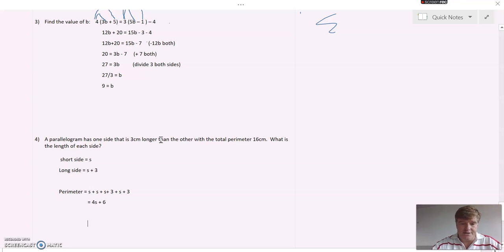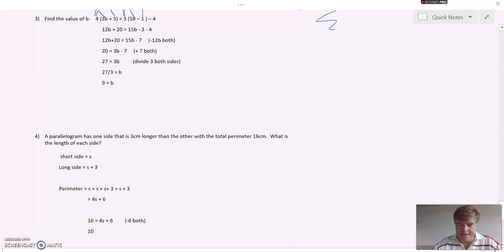So let's substitute that in to see if we can find out what S equals. 16 equals 4S plus 6. So if we want to solve this, we want to get S by itself. So we're going to subtract 6 on both sides. 16 less 6 is going to equal 10 on the left-hand side. And on the right-hand side, 4S plus 6 minus 6 is just going to leave 4S.